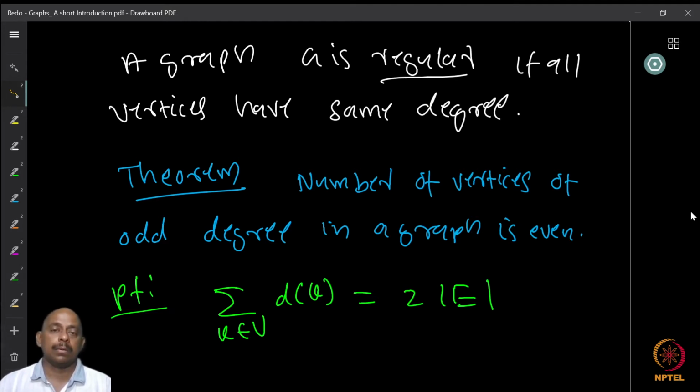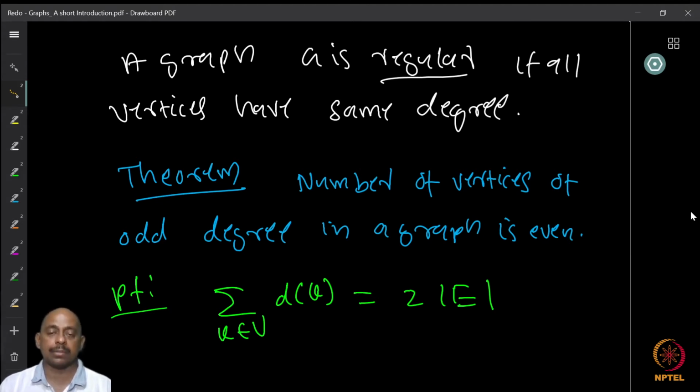Now, we now study the first theorem of graph theory. So what is the first theorem of graph theory? It's usually called the first theorem of graph theory. It says that the number of vertices of odd degree in a graph is always even. So you cannot have a graph where you have an odd number of odd degree vertices. And why is this? The proof is immediate because if you sum over all the degrees, it is always twice the number of edges.